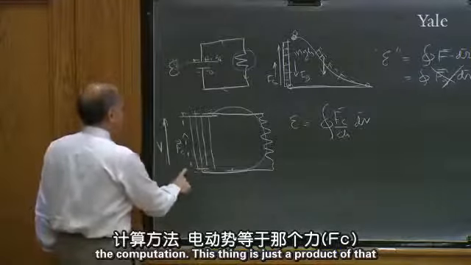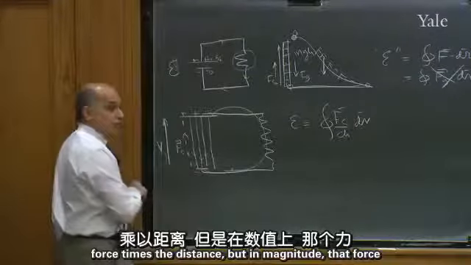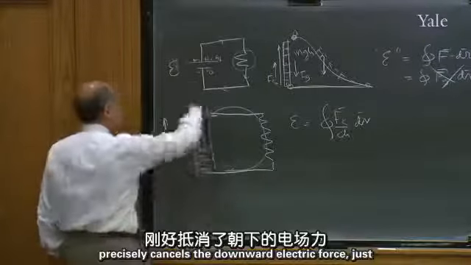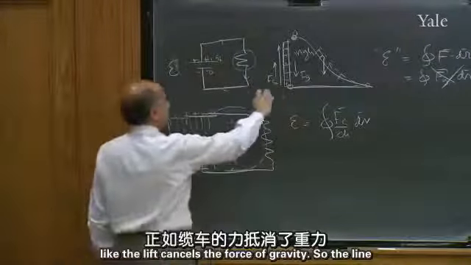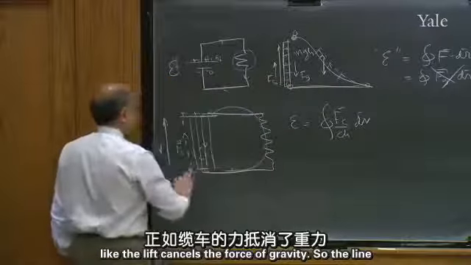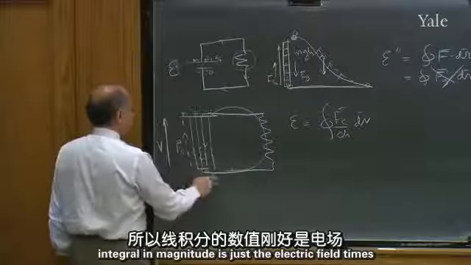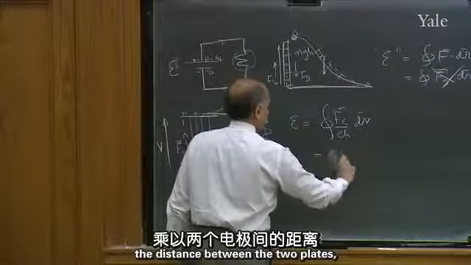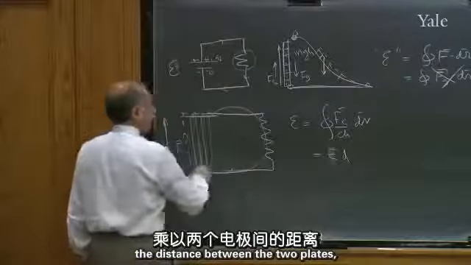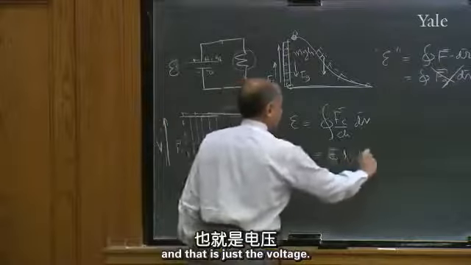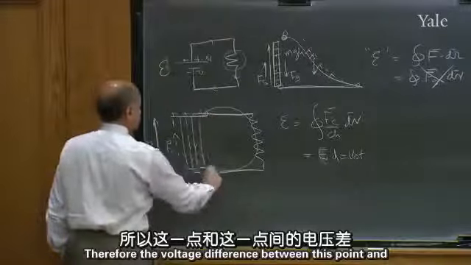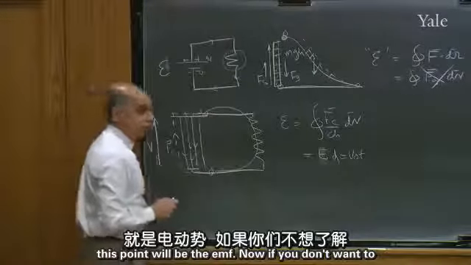This thing is just the product of that force times the distance. But in magnitude, that force precisely cancels the downward electric force, just like the lift cancels the force of gravity. So the line integral in magnitude is just the electric field times the distance between the two plates, and that is just the voltage. Therefore, the voltage difference between this point and this point will be the EMF.